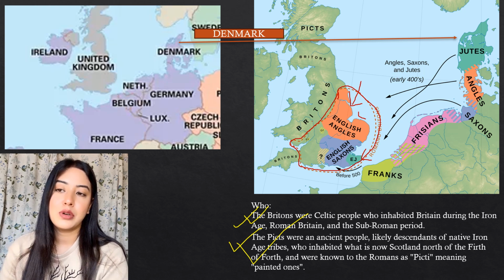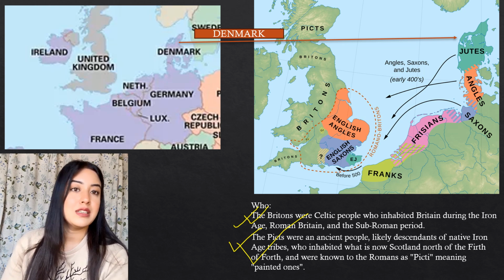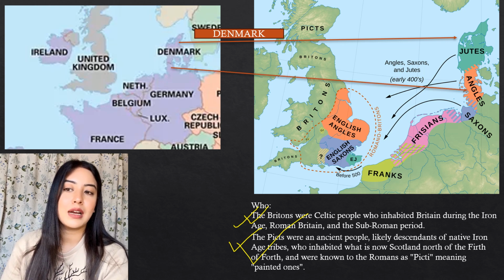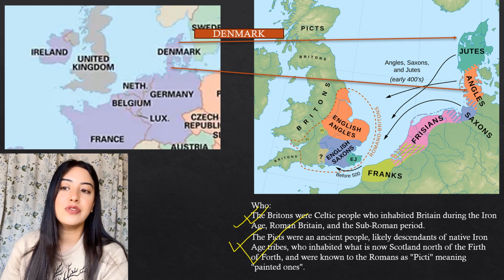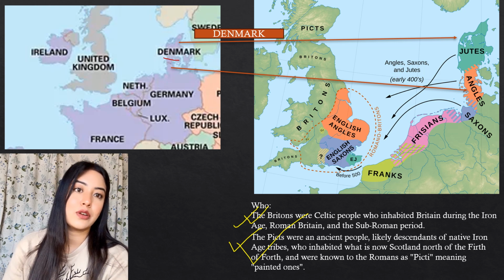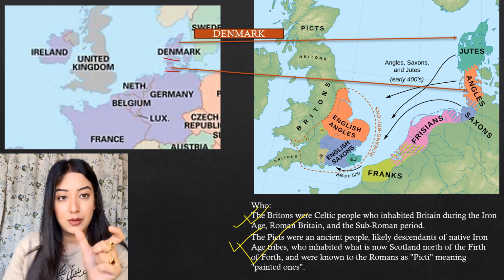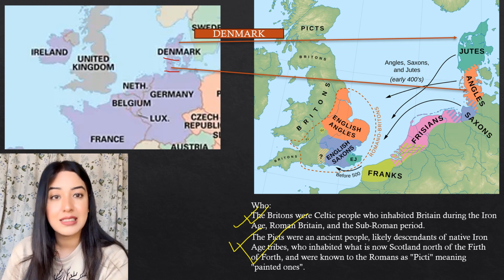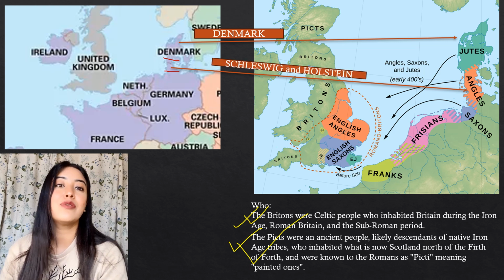So this is Denmark, modern day. Where did the Angles come from? Just between the north of Denmark and Germany, you have this area called Schleswig and Holstein. This area is where the Angles had come from, and the Saxons came from Saxony.